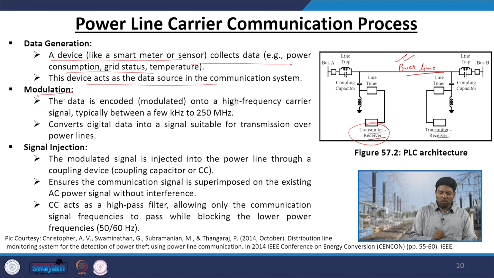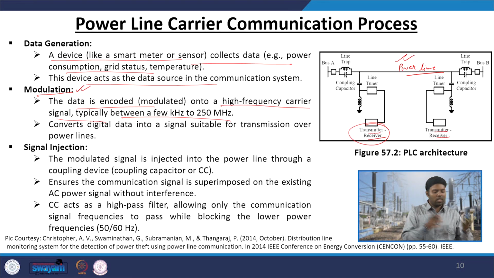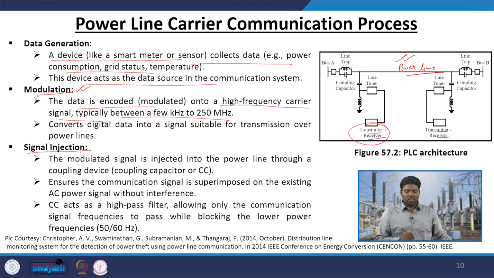First we will do modulation, the same thing: the data is encoded onto a high frequency carrier signal, typically between a few kilohertz to 250 megahertz. So, at the transmitter level, first you will do the modulation, that is the channel as well as source modulation. Then signal injection, where you inject that signal into the power line.